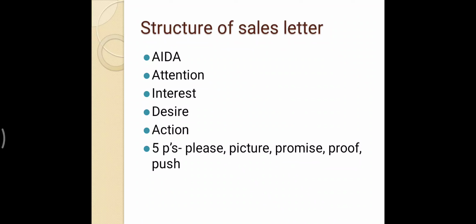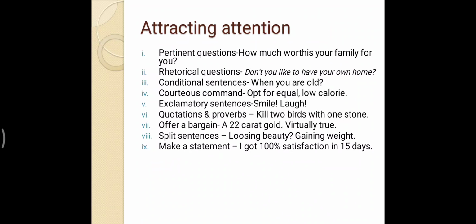Please, picture, proof, promise, satisfaction and push the customer gently. These are the 5 P's that can be used in the structure of the sales letter. Star: the opening paragraph should open with attraction. We can use questions. Pertinent questions can be asked.